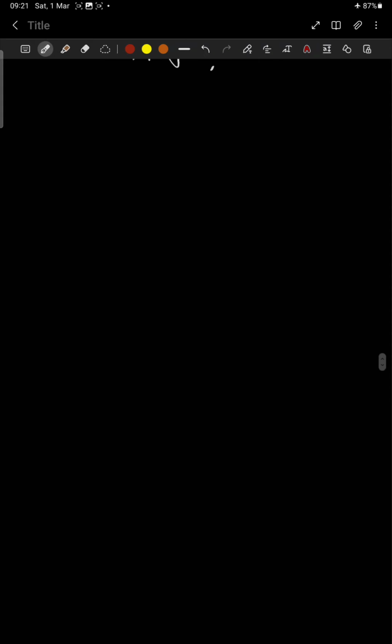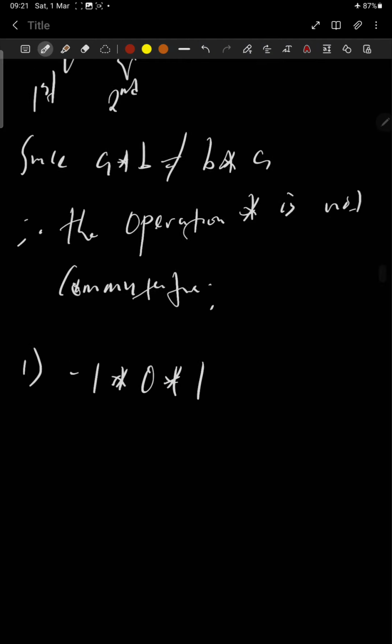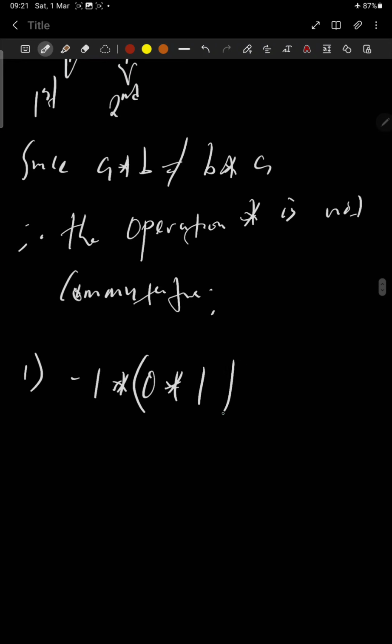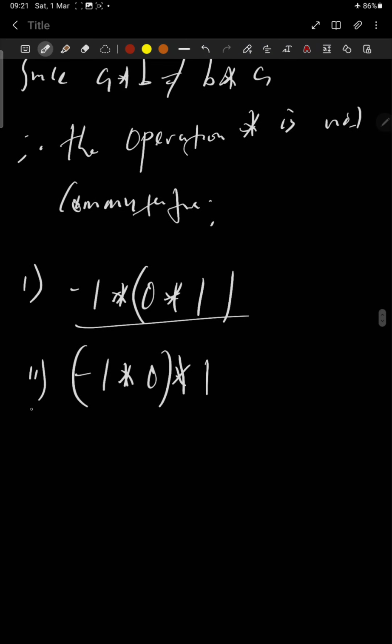Okay, find the value of the first one, which is (negative 1 star 0) star 1, which is the first two. And the second part is negative 1 star (0 star 1), which is the last two. Okay, so I'll find this one. Now let's find this one here, the first one. Therefore (negative 1 star 0) star 1.